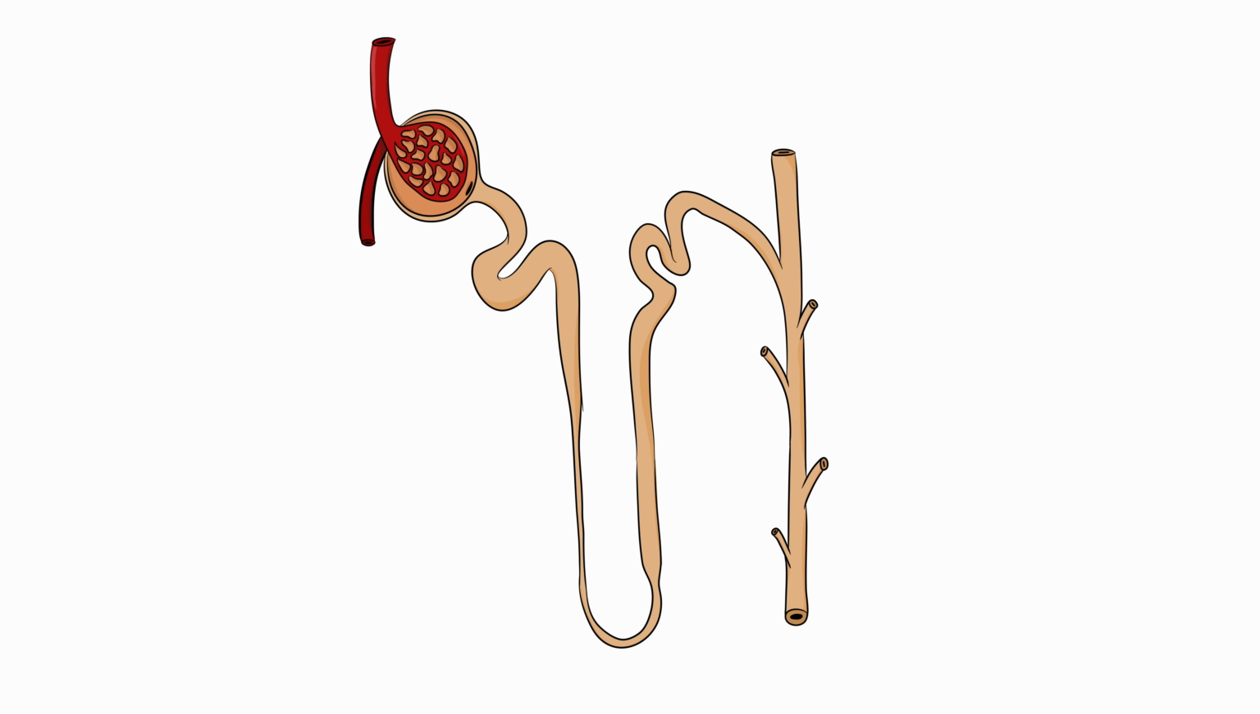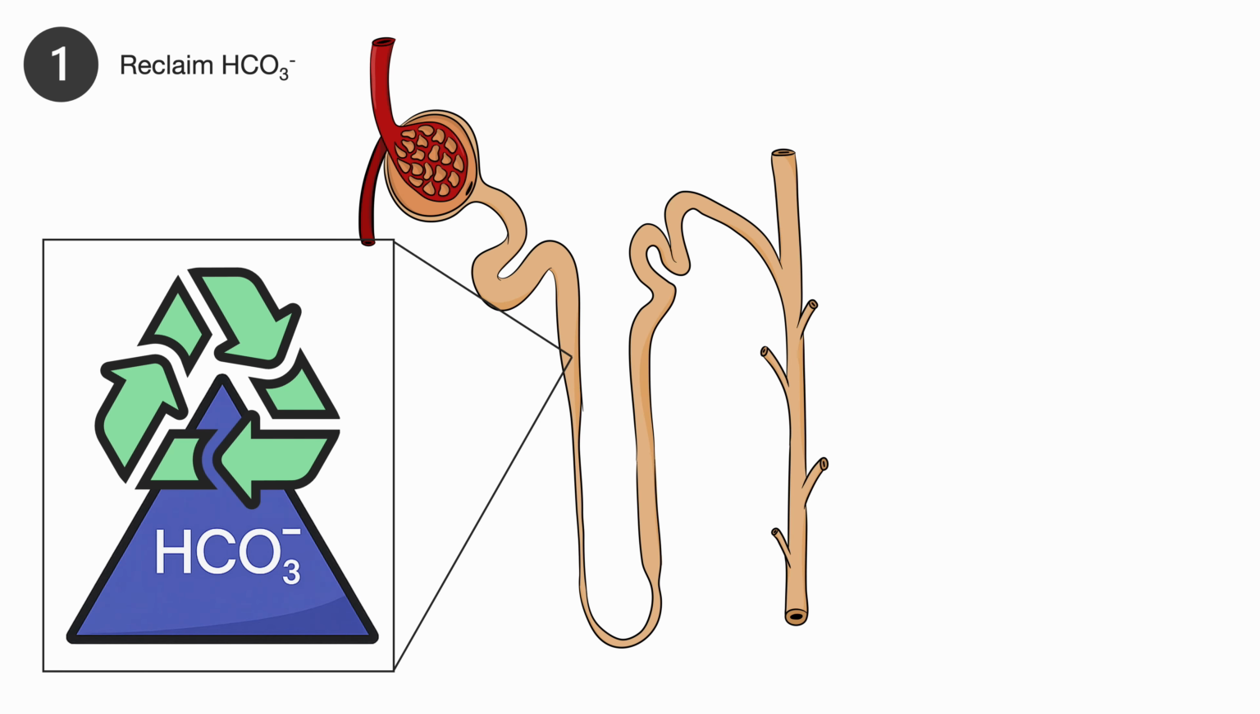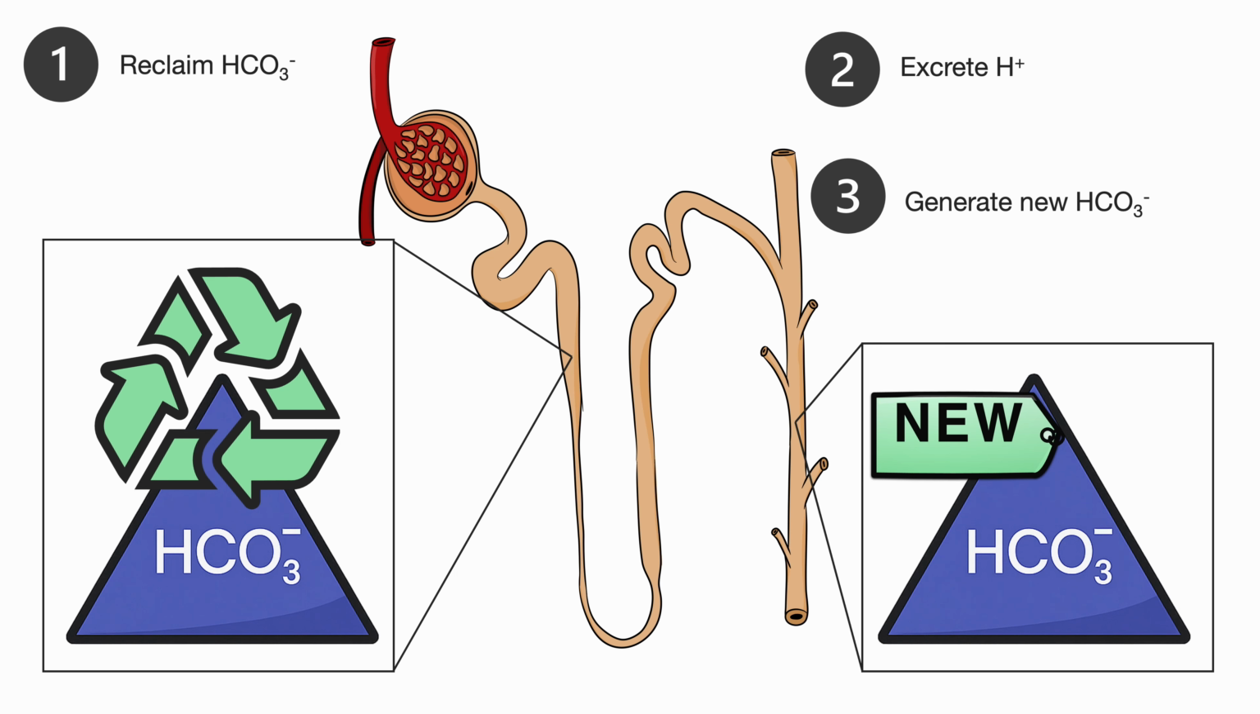Number 1, reabsorbing filtered bicarbonate. Almost all bicarbonate that gets filtered into the urine is reclaimed, preventing loss of this crucial base. This occurs mainly in the proximal convoluted tubule, but the cortical collecting duct also plays a minor role. 2, excreting hydrogen ions. The kidneys actively secrete hydrogen into the urine. To safely excrete acid, hydrogen is buffered by titratable acids or bound to ammonia, allowing it to leave the body without making the urine dangerously acidic. This occurs in the cortical collecting duct, which we will discuss in more detail in future modules.